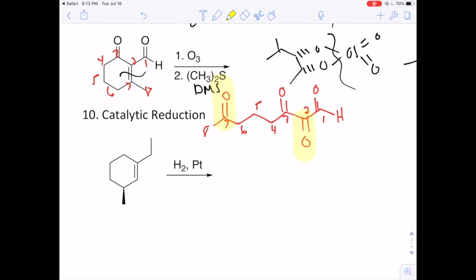Okay, catalytic reduction is the last reaction. Finally, we're here. And this is going to be syn addition of hydrogen to a double bond.